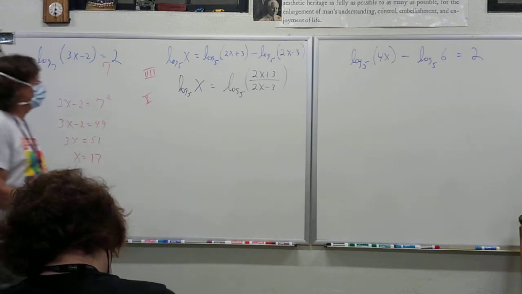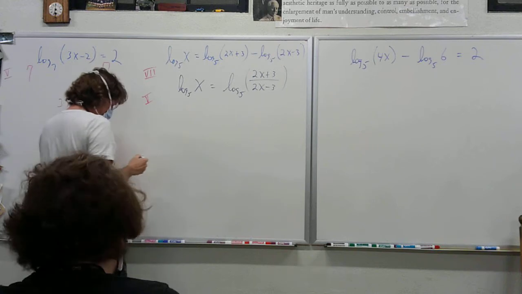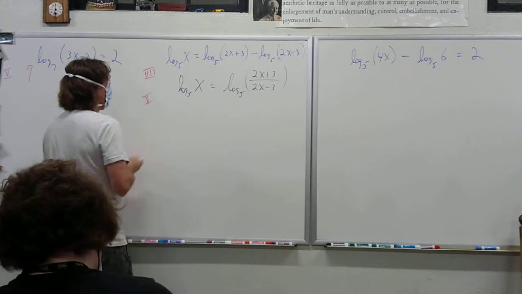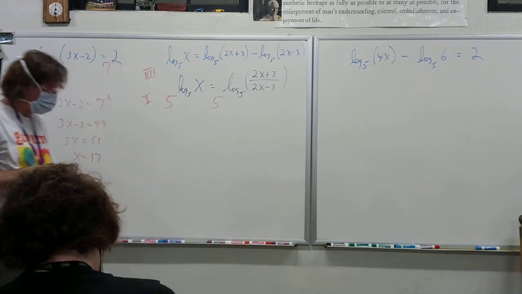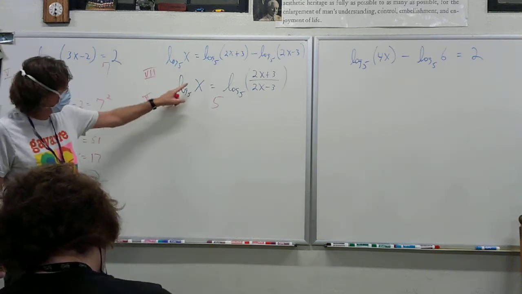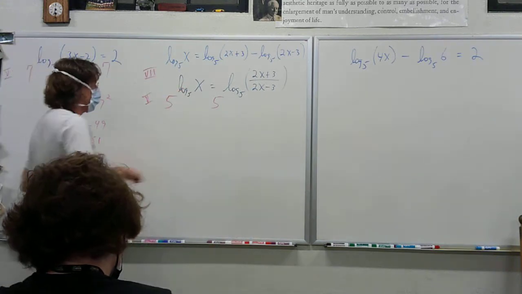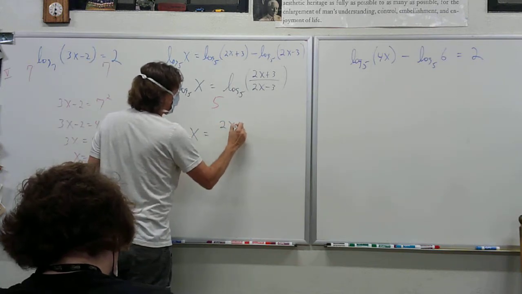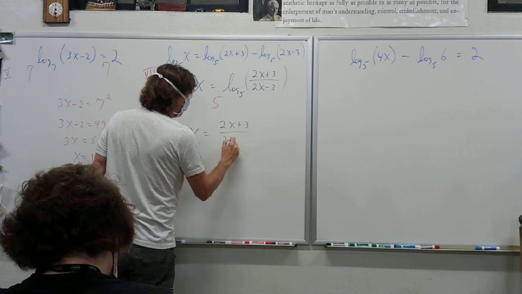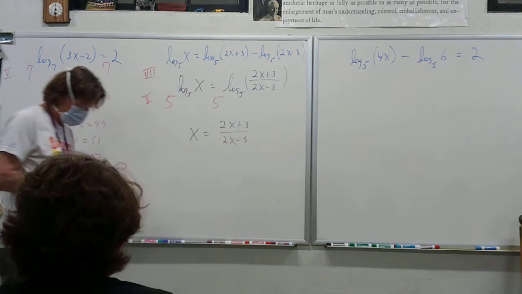Now, when you do that, you're going to put a 5 here and a 5 here. So that's the inverse function right there, leaves just an x. And this is going to leave (2x + 3)/(2x - 3).